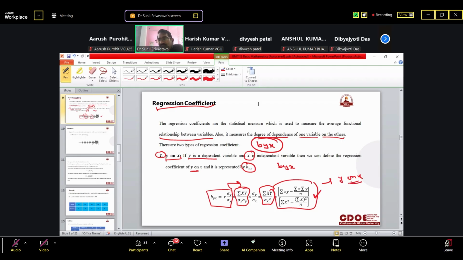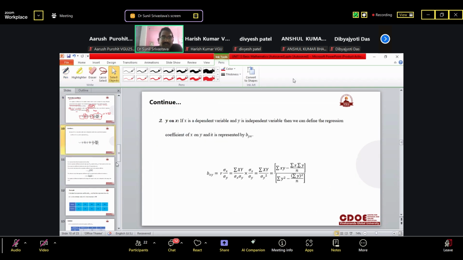So this formula must be used to find the regression coefficient of y on x. According to this formula, we have to prepare the table for the purpose of finding the regression coefficients y on x or x on y. Both formulas can be used here. Similarly, we can find the formula for the regression coefficient of x on y.